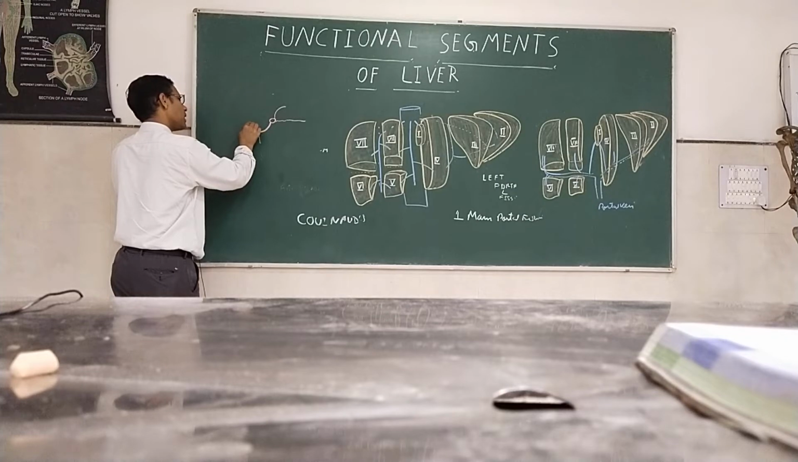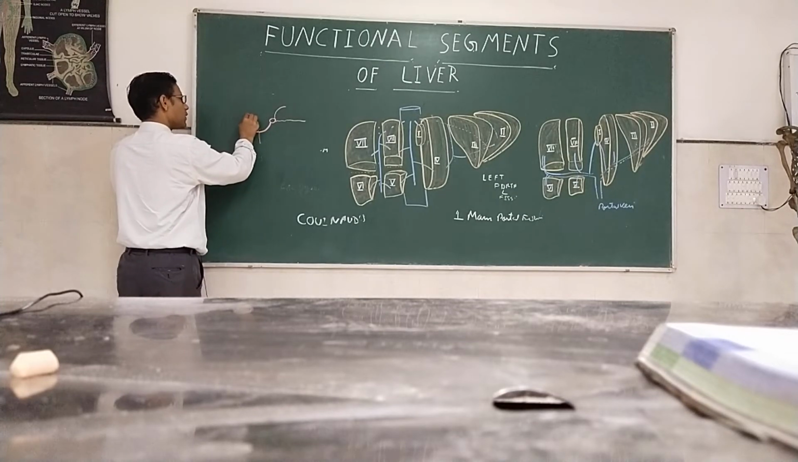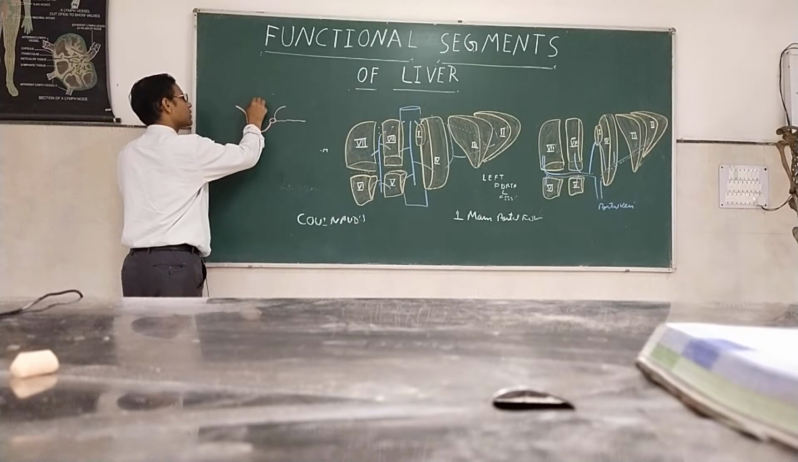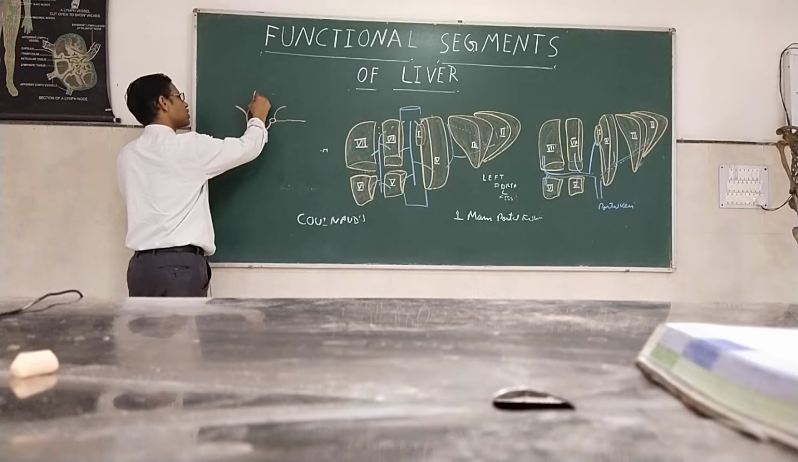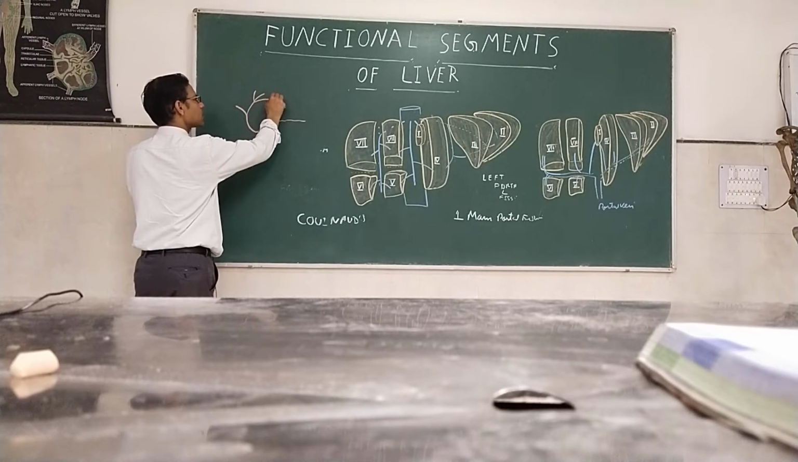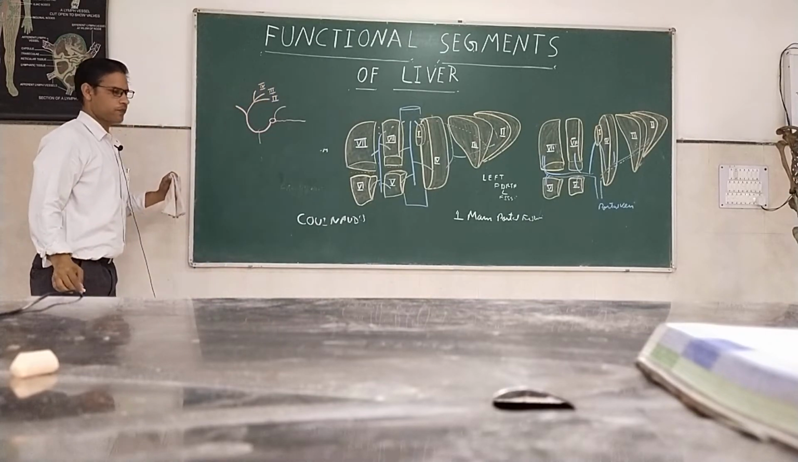And then it forms the hepatic artery proper, which divides into two branches, on a right side and a left side. The left branch gives three branches; segment number 2, segment number 3 and segment number 4 are supplied by this left branch.